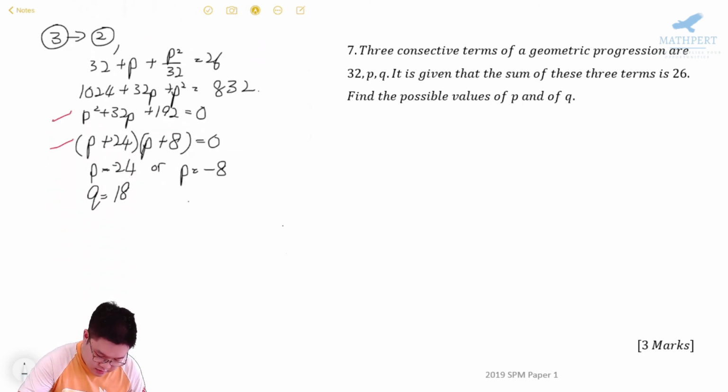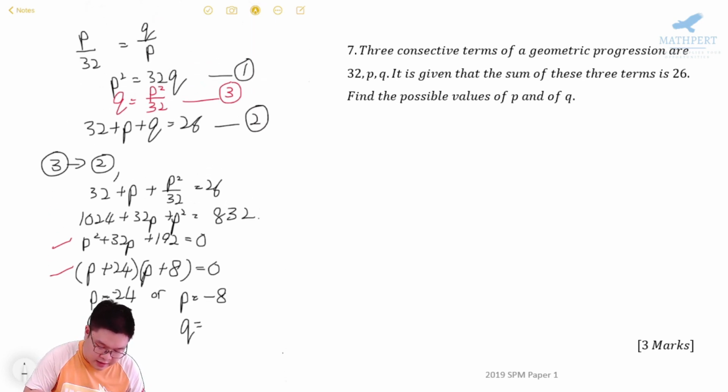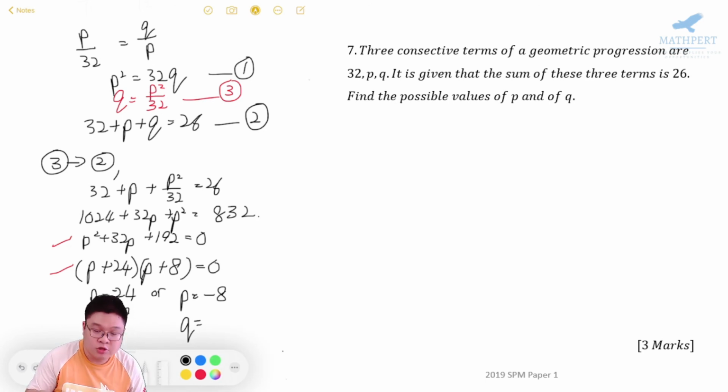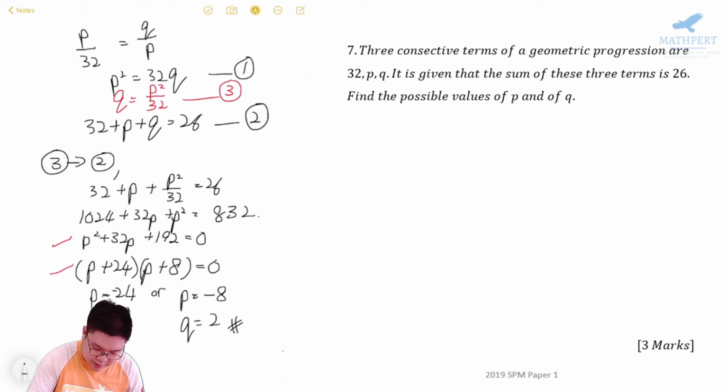And when P is equal to negative 8, I substitute back into equation number 3. So this will be negative 8 squared divided by 32. I'll get Q is equal to 2. So that means when P is equal to negative 24, Q is equal to 18. And when P equals negative 8, Q will be equal to 2.